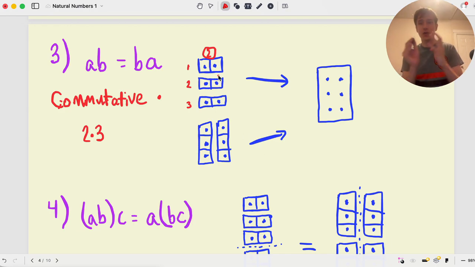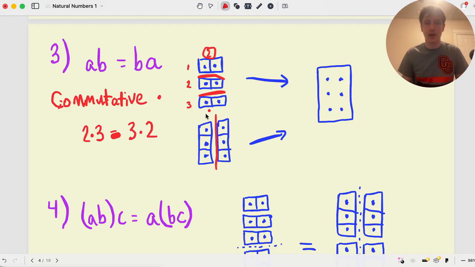And if I smash those together on a grid, I could just as easily, instead of breaking it up this way, also choose to break it up this way. And I could also choose to have 2 copies of the number 3. Okay? And I get the same structure overall. I get an a by b structure, a lattice, a grid of dots. Okay.